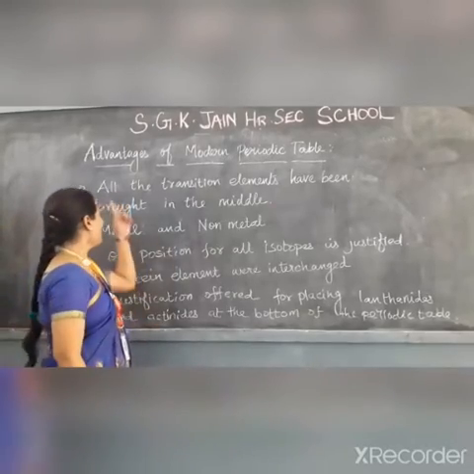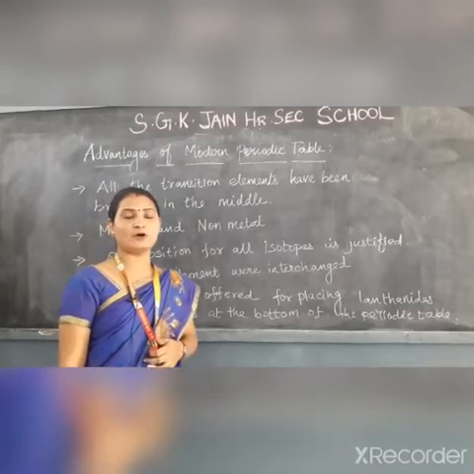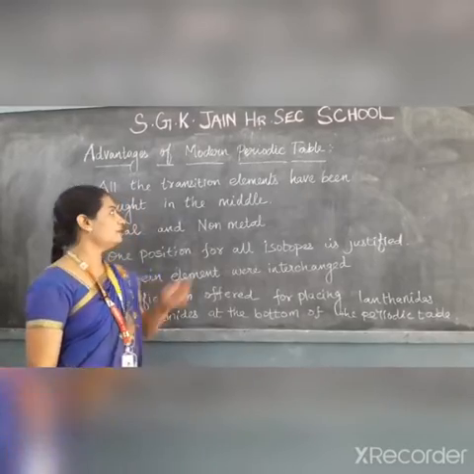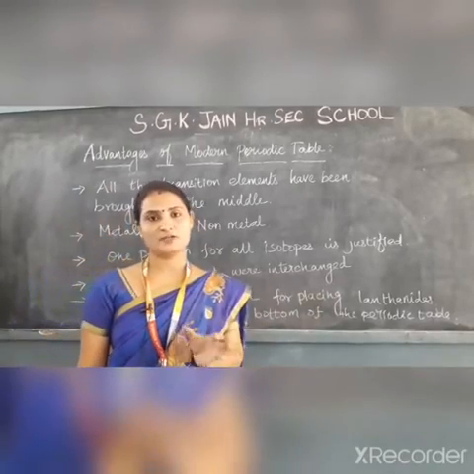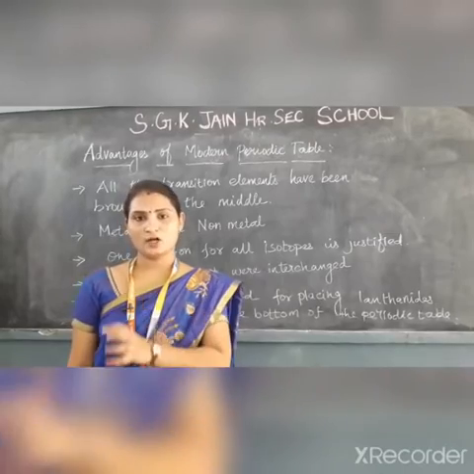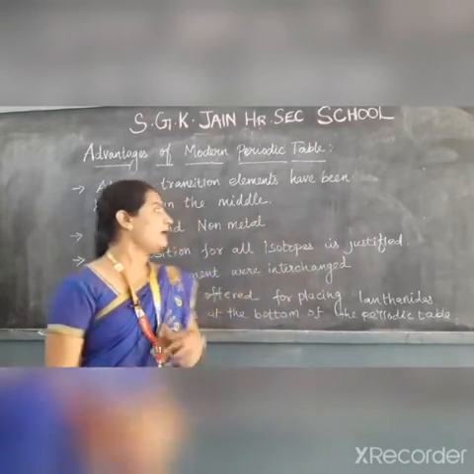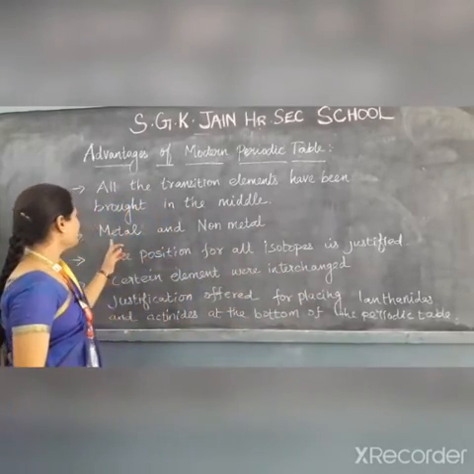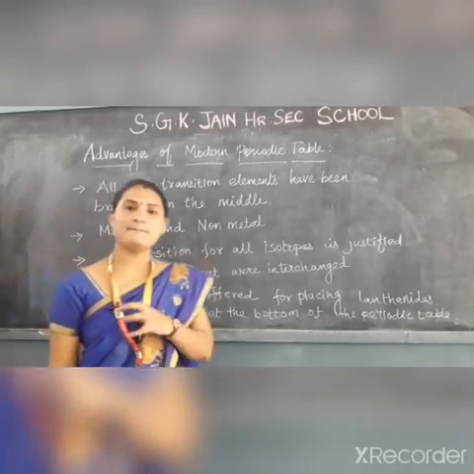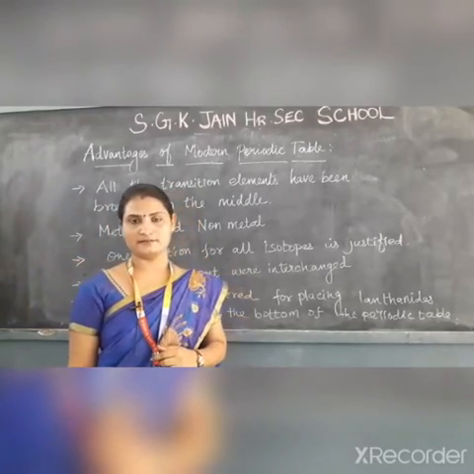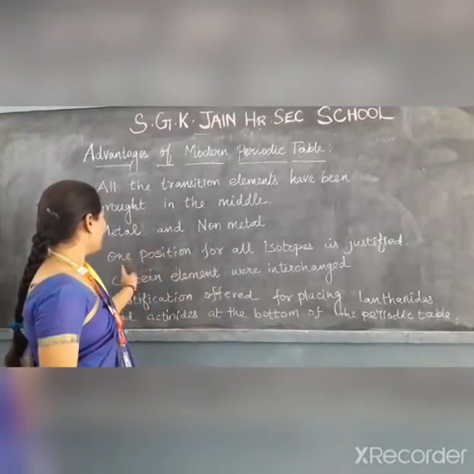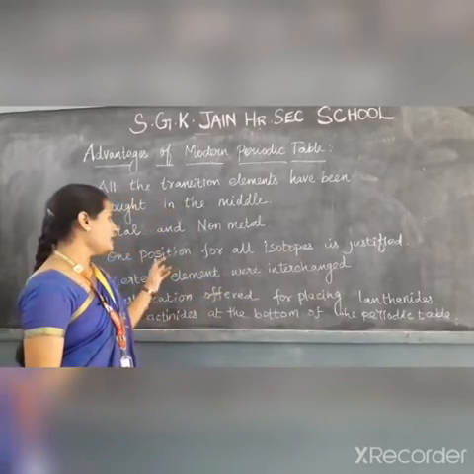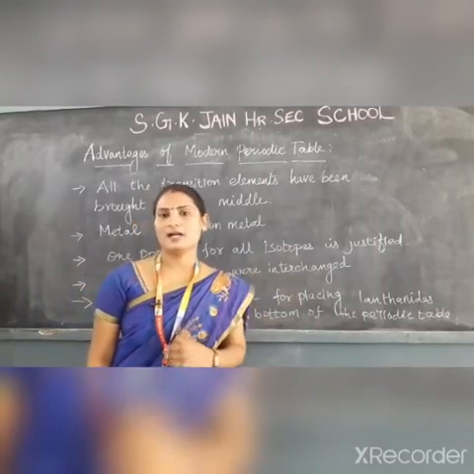The next one is, all the transition elements have been brought into the middle part of the periodic table because the properties of the transition elements are intermediate to the elements placed in the right corner and the left corner. So the transition elements have been brought into the middle part. And metals and non-metals have been completely separated in the periodic table. And third, one position for all isotopes is justified. Why? Because all the isotopes have the same atomic number.